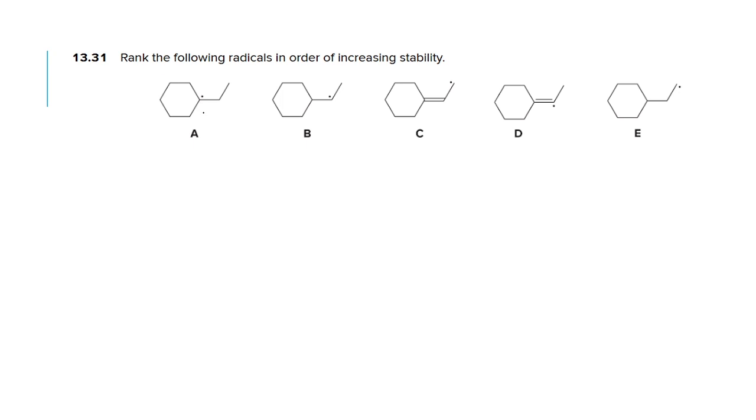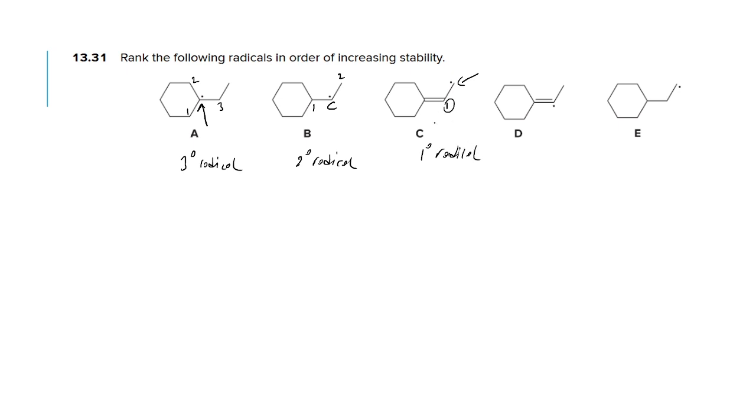The first radical, here the radical carbon is here, and it is connected to 1, 2, and 3 atoms, so 3 carbons. So we have 3 neighboring carbons. So A is a tertiary radical. And in the second option, the radical carbon is here, and it is connected to 2 carbons, and this is a secondary radical. And the third option, we have a radical here on this carbon, and it is connected to just 1 carbon, so it's a primary radical.